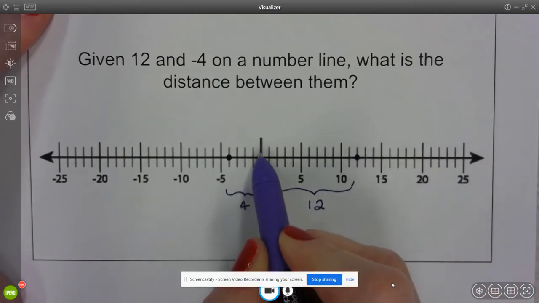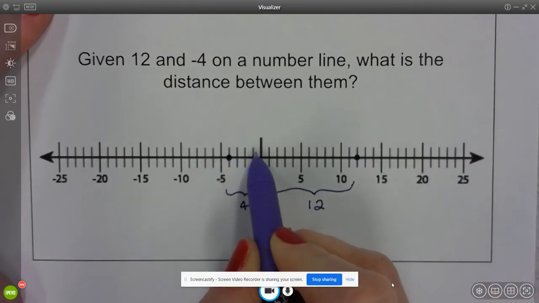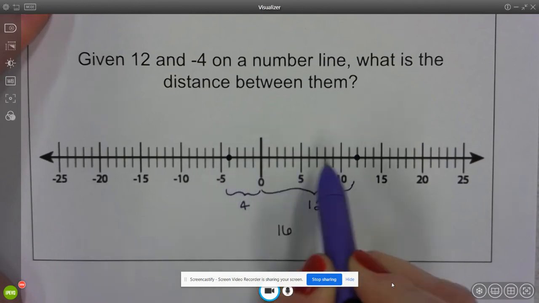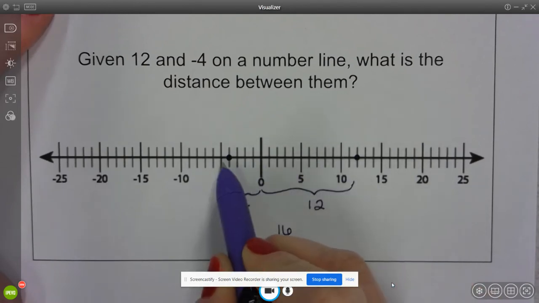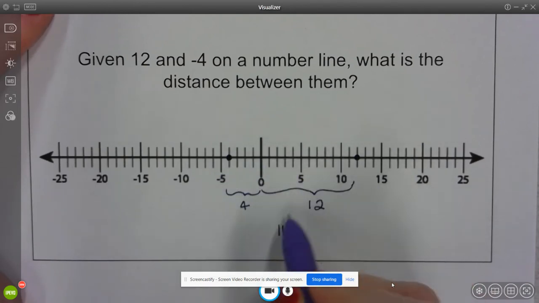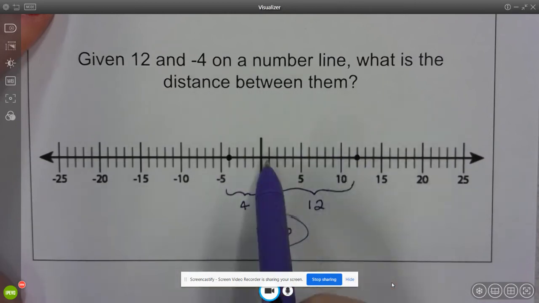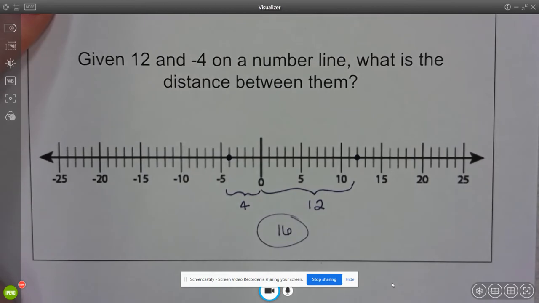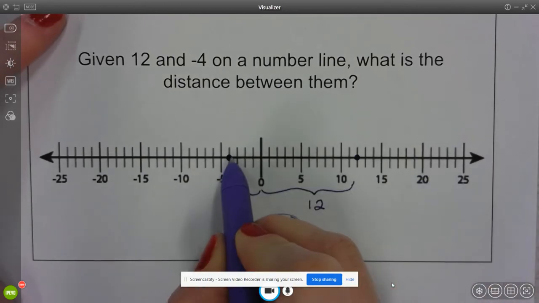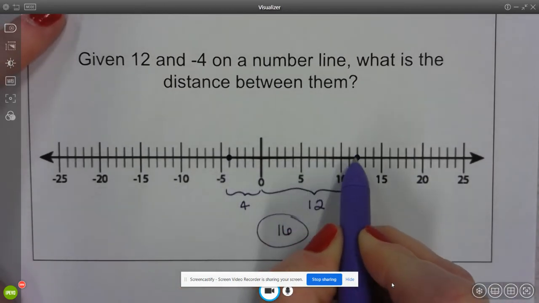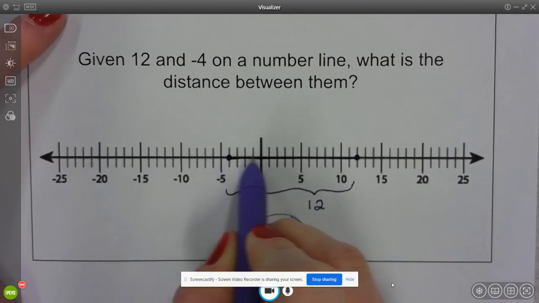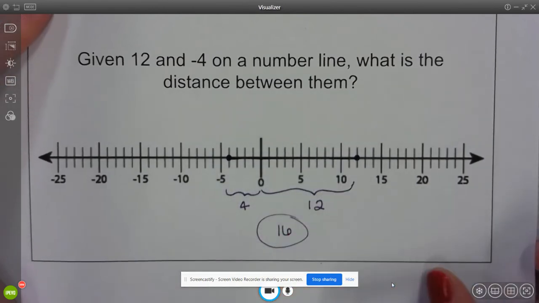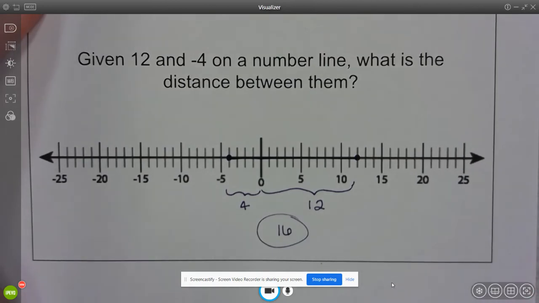You could also think of this as a positive distance of 4. So 12 plus 4 more gives me 16. You could also think 12 minus -4, which would also give me that 12 plus 4. But either way you think about it, the space shown between 12 and -4 is 16 units total.